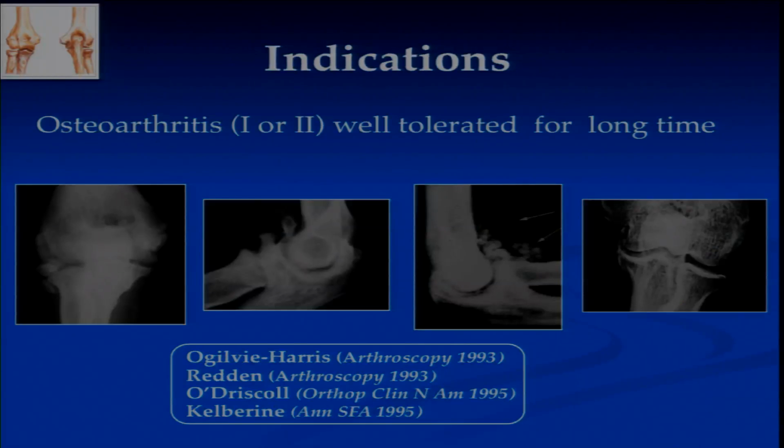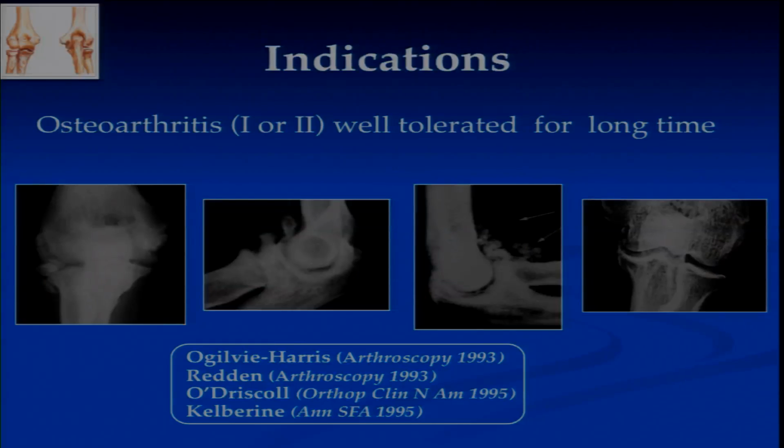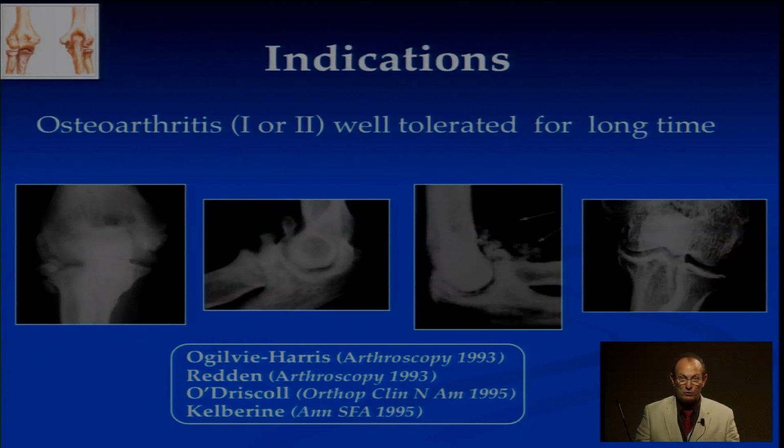The indication, as I told you, osteoarthritis is probably the most frequent one. It could be primary or secondary. It's well tolerated for a long time. That's why often we see such arthritis with large defect of bone, with large loose bodies, with spurs and so on, which can be tolerated for a long time. So when you have such an elbow, you can sometimes consider arthroscopic treatment.